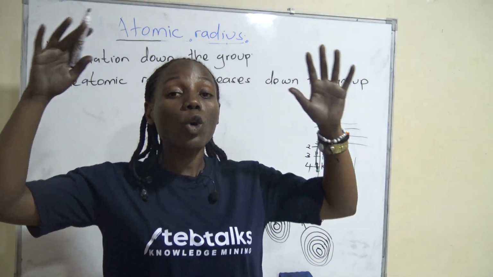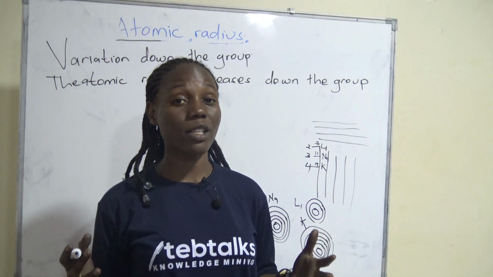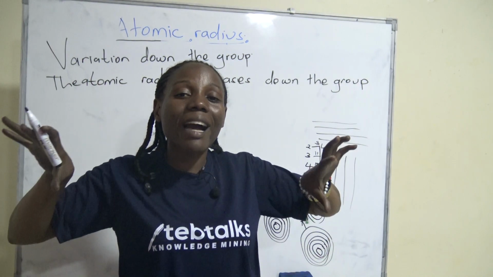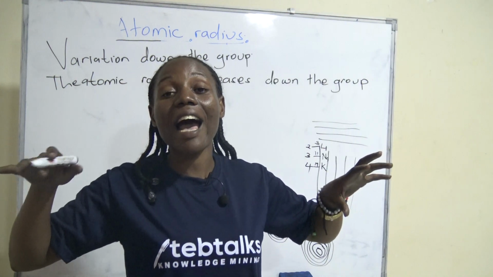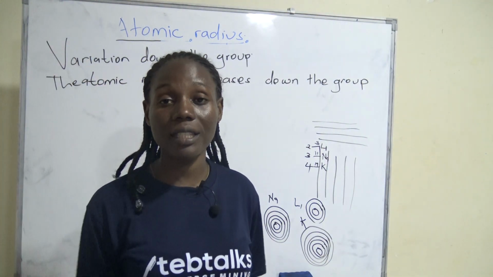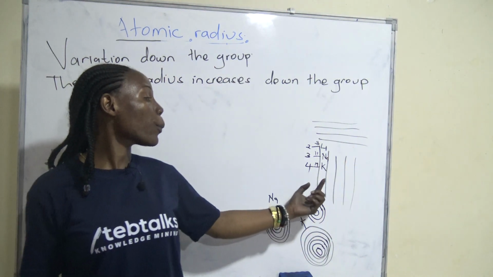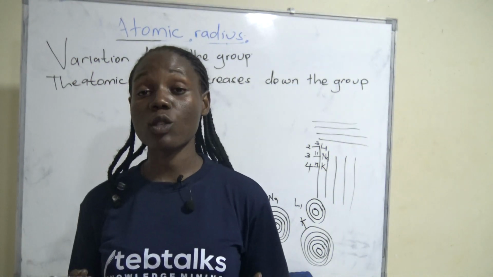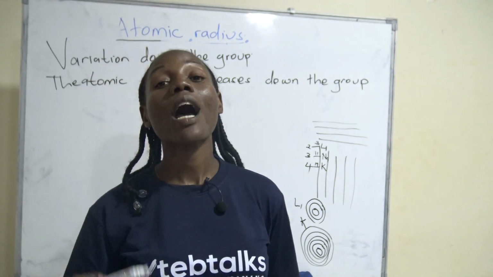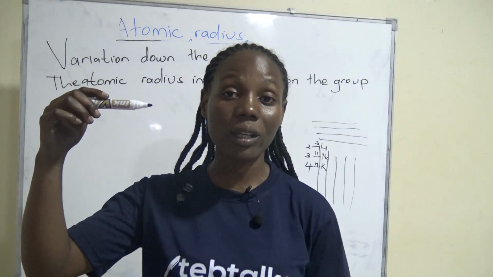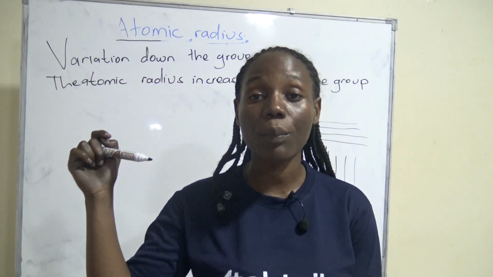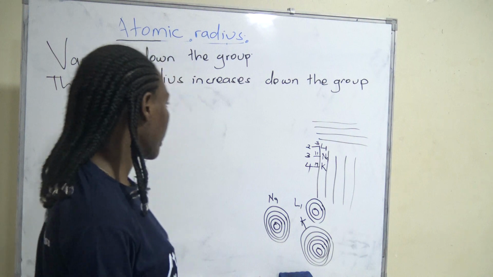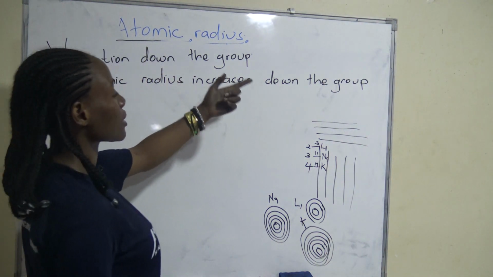So adding a full shell brings about an increase in the screening effect. The inner electrons are pushing away the outer electrons, such that the attraction the nucleus has for the outer electrons has reduced. Down the group we have both the screening effect and the nuclear charge increasing. However, the increase in screening effect is more, and it ends up outweighing the increase in nuclear charge, bringing about the increase in the atomic radius.